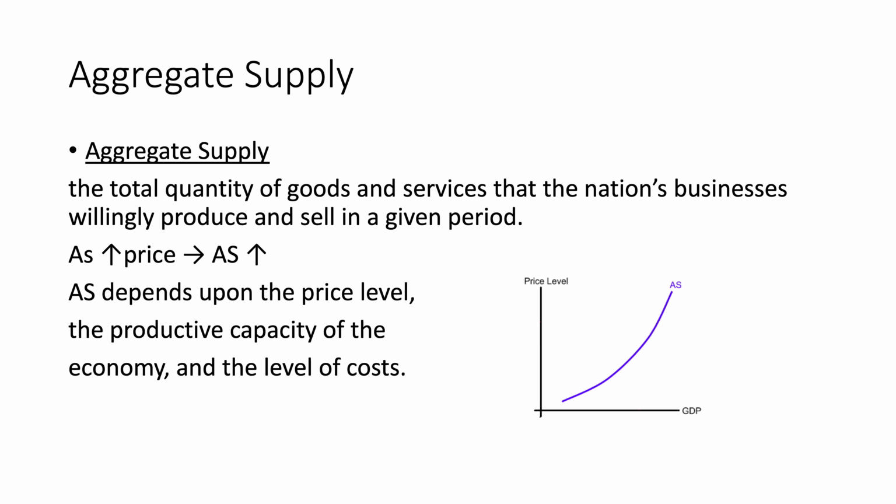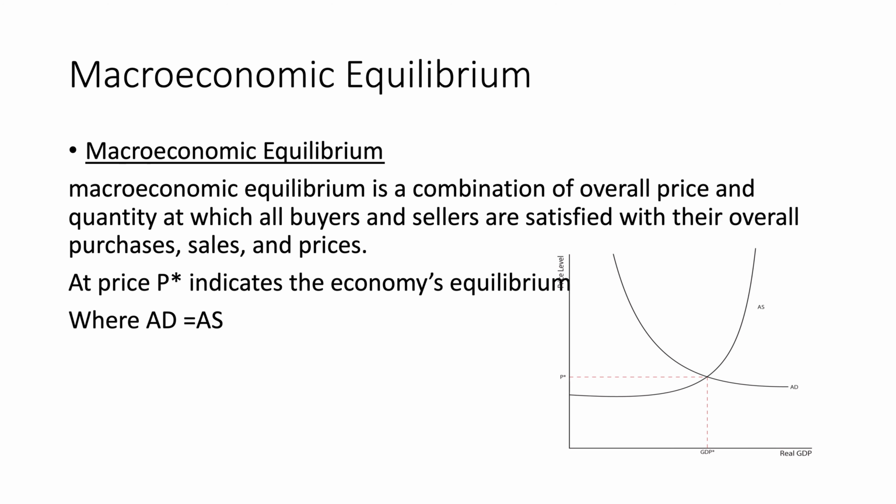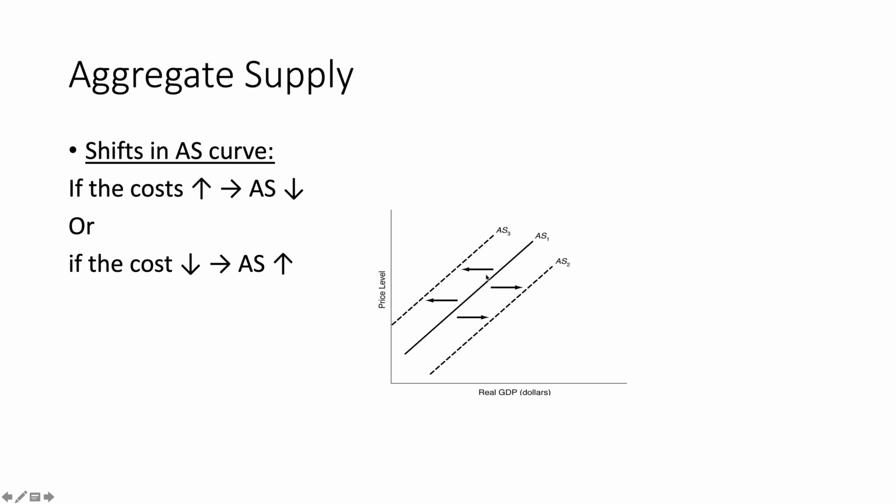Just like the concept of supply in microeconomics, in macro as well, aggregate supply depends upon the price level, the productive capacity, and the level of costs. Level of cost shows the input prices, and productive capacity depends upon technological advancement or the method of production. So if there is an increase in cost, aggregate supply reduces, there is going to be a backward shift in the aggregate supply curve, which is shown by the arrow.